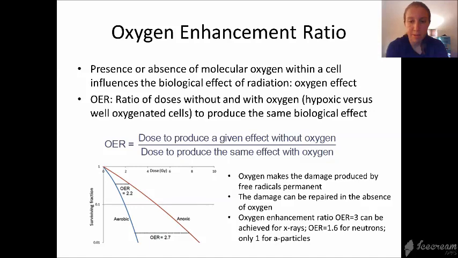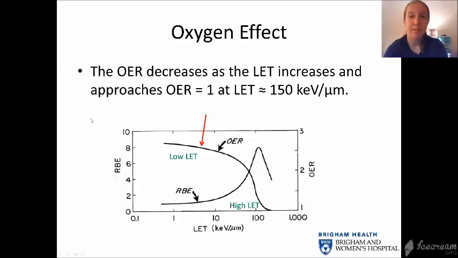So the oxygen enhancement ratio is equal to 3 for X-rays, 1.6 for neutrons, and only 1 for alpha particles. So having an OER around 1 is pretty good. It's ideal. And as luck would have it, the OER decreases as the LET increases and approaches an OER of 1 for an LET of about 150 keV per micrometer. So now if we're looking at the OER graph here, for low LET, the OER is quite high, but as the LET increases, the OER will start to decrease, which is good. And it kind of overlaps with the 100 keV per micrometer. So again, that's lucky. And if you recall, the LET of 100 keV per micrometer is optimal for double strand breaks.